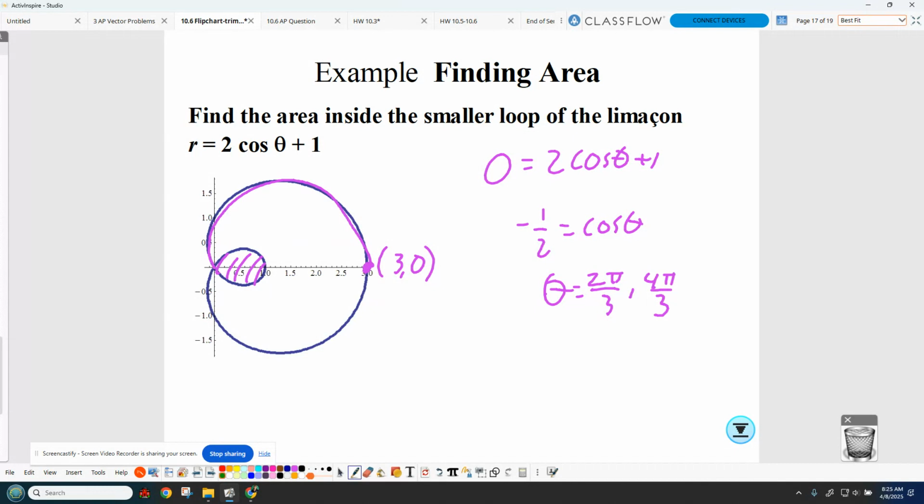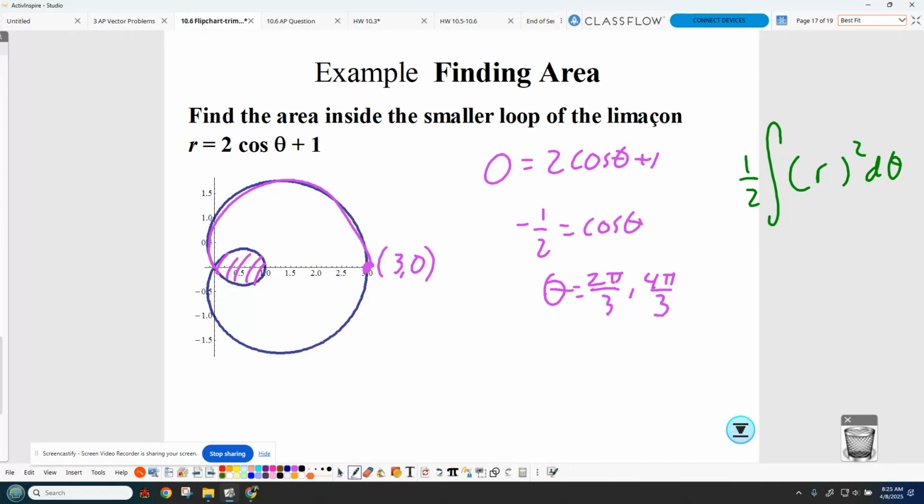Okay. How would you think? When does the inner loop start? When does the inner loop end? Does the inner loop start 0 to 2 pi over 3? Is it drawn out then, or is it 2 pi over 3 to 4 pi over 3, 4 pi over 3 to 2 pi? What bounds am I going to integrate over if I want 1/2 r squared d theta? What is going to tell me that inside loop? 0 to 2 pi over 3. You guys agree? Michael? 2 pi over 3 to 4 pi over 3?